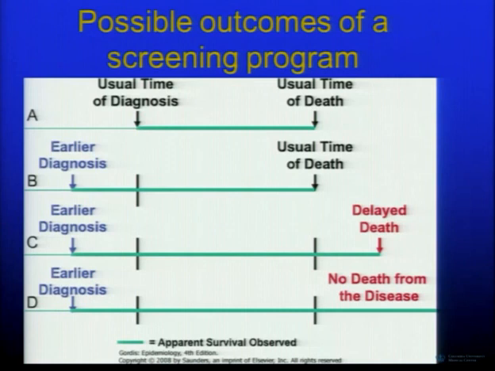So when we talked about screening, remember we talked about the concept that you do screening, and do you end up with having a delayed death or no death from the disease, or you have an earlier diagnosis but you die at the usual time? What is this called here? Right, that's lead time bias. So it only looks like the person lived longer because you diagnosed them earlier. It has nothing to do with actually delaying the death or stopping death from occurring.